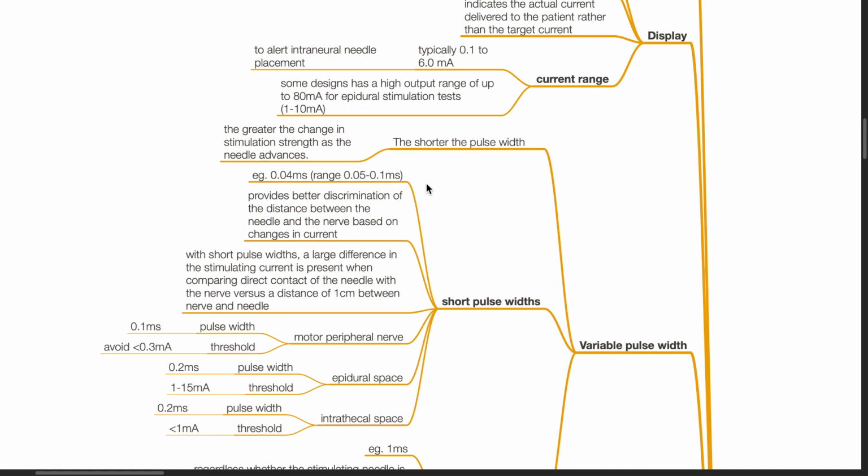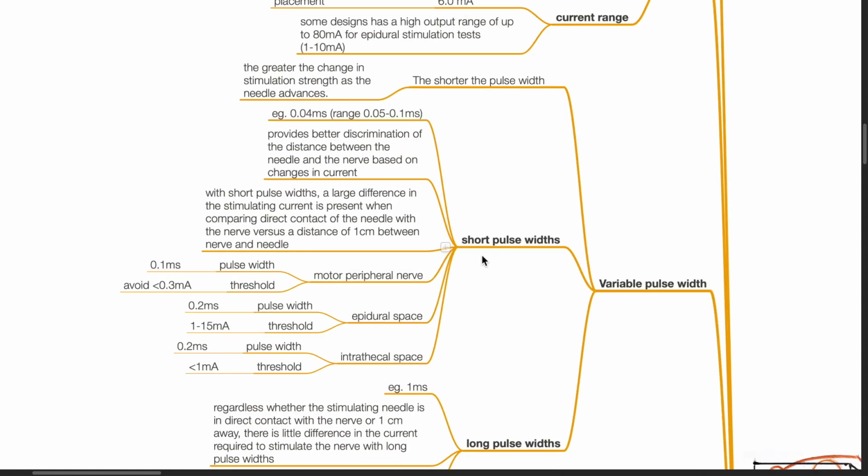The shorter the pulse width, the greater the change in stimulation strength as the needle advances. Short pulse widths such as 0.04 milliseconds provide better discrimination of the distance between the needle and the nerve based on changes in current. With short pulse widths, a large difference in the stimulating current is present when comparing direct contact of the needle with the nerve versus a distance of 1 cm between the nerve and the needle.